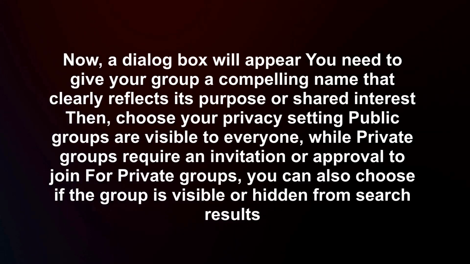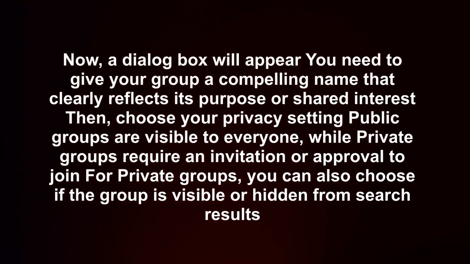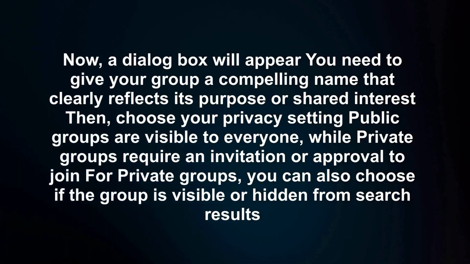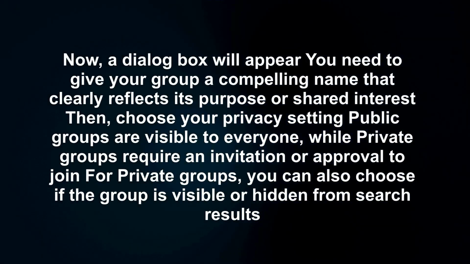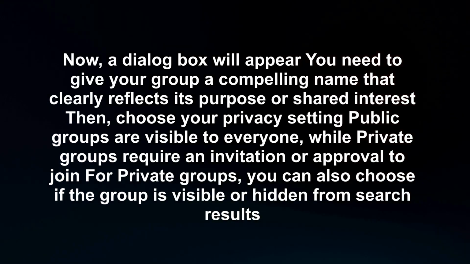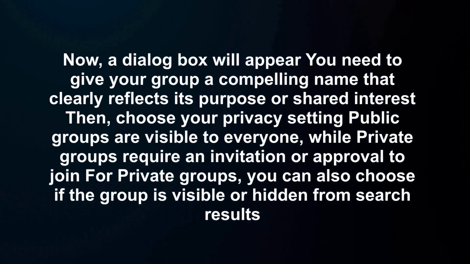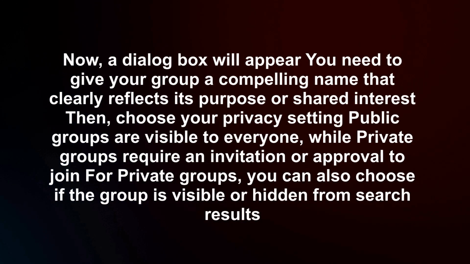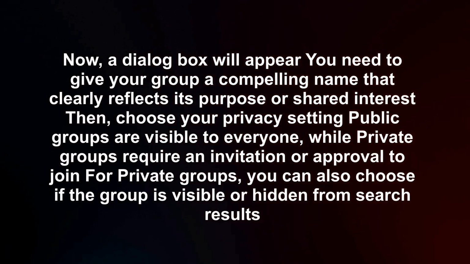Now, a dialog box will appear. You need to give your group a compelling name that clearly reflects its purpose or shared interest. Then, choose your privacy setting. Public groups are visible to everyone, while private groups require an invitation or approval to join. For private groups, you can also choose if the group is visible or hidden from search results.